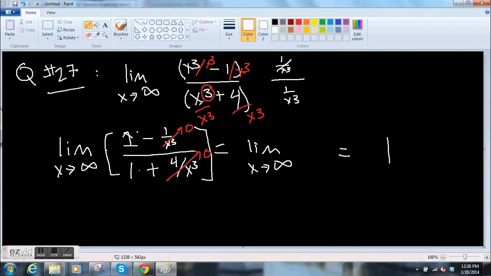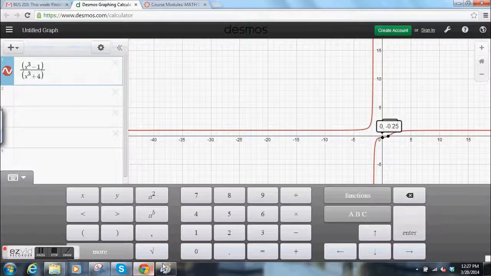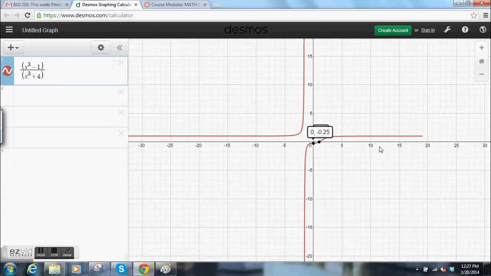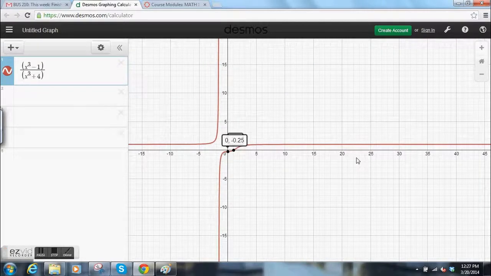So when you go through and you divide everything by x cubed, it helps you get rid of some of these terms. So we can see this on a graph. Here's the function x cubed minus 1 divided by x cubed plus 4, and we wanted the limit as x goes to positive infinity. So let's go to positive infinity, shall we?